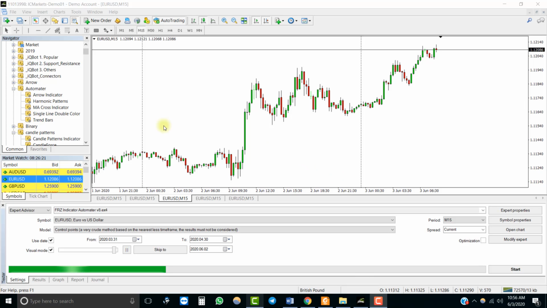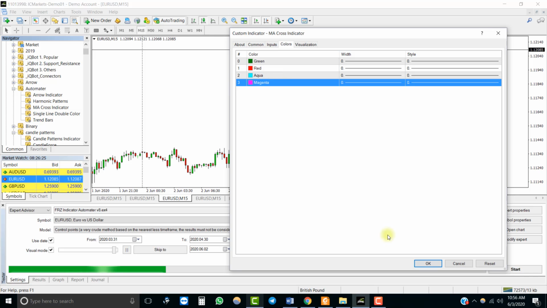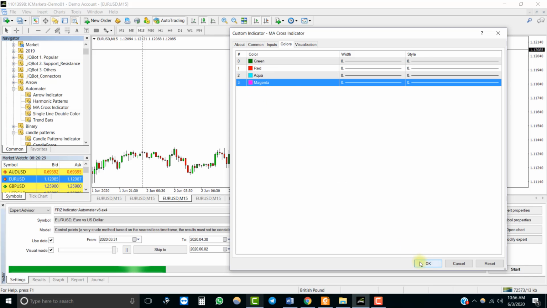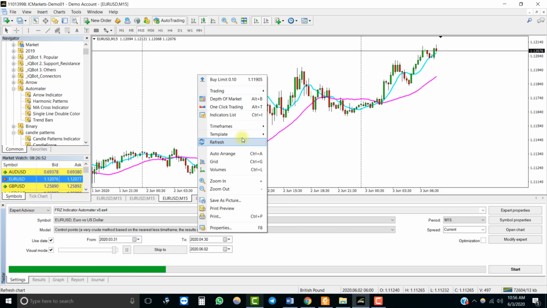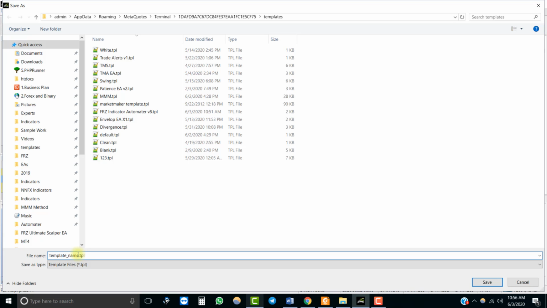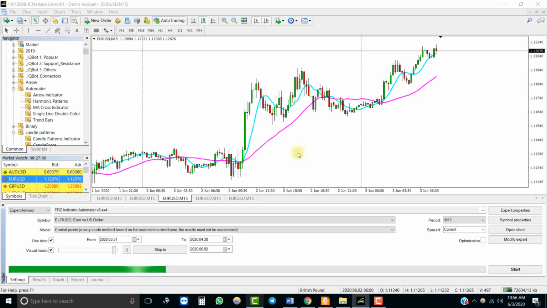Now let's have a look at the third type of indicators that can be automated with our automator. This is a two-line cross indicator. We buy when the blue line crosses above the pink line, and we sell when the blue line crosses below the pink line. Let's have a look at the settings.